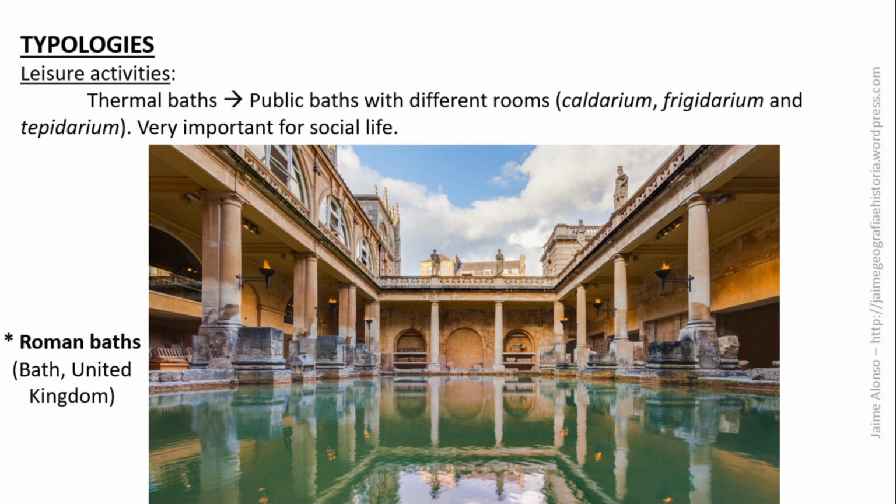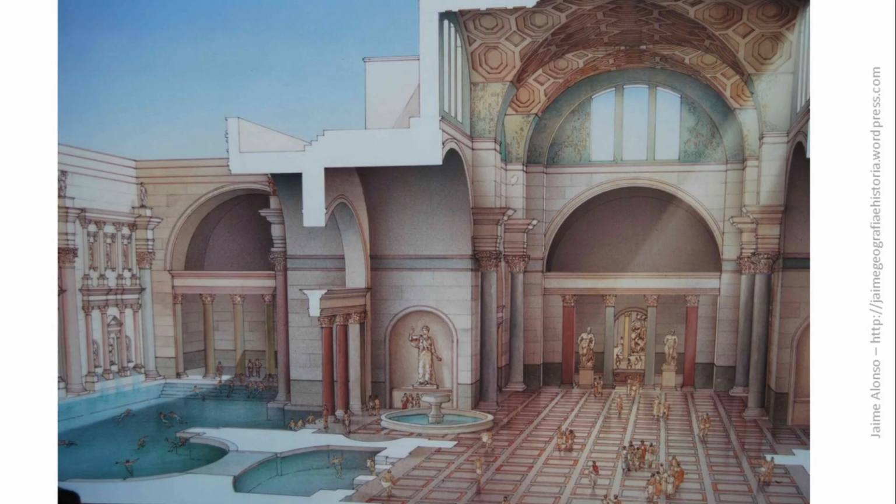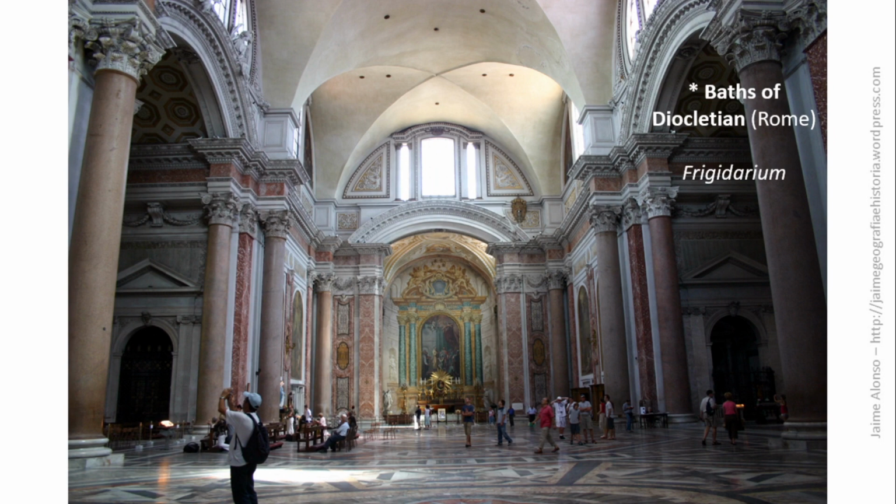In the city of Rome, the most important ones are the baths of Diocletian. This is the example of the frigidarium that was reconstructed during the Renaissance by Michelangelo Buonarroti, the author of the Sistine Chapel. What we can perceive is the importance of the size of the building again. It showed power. And now it is turned into a church, by the way.